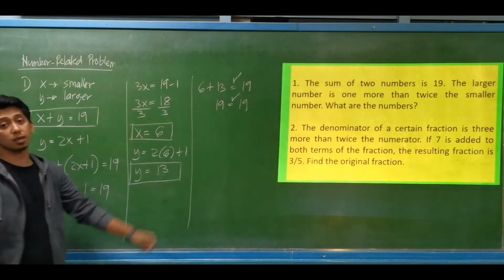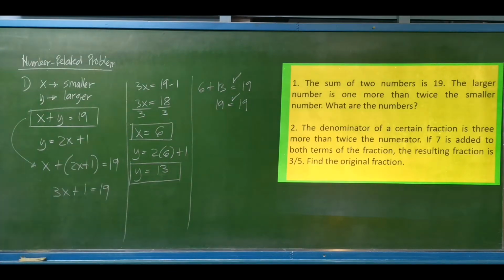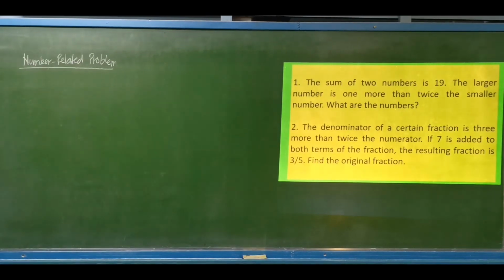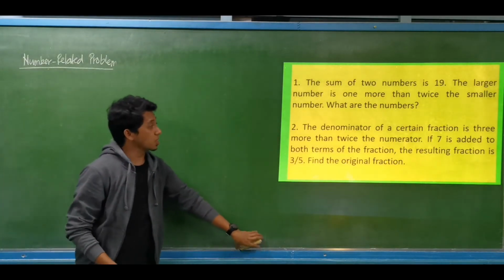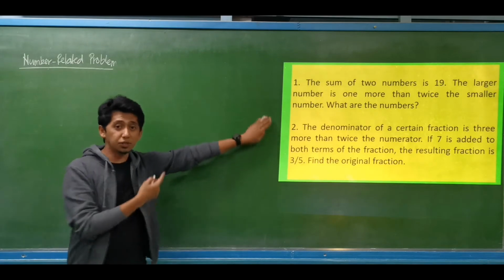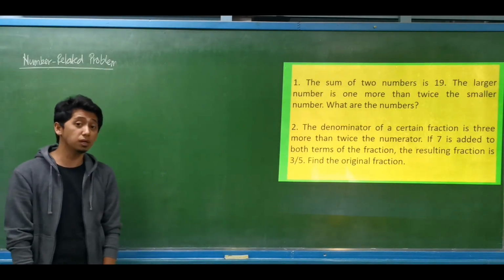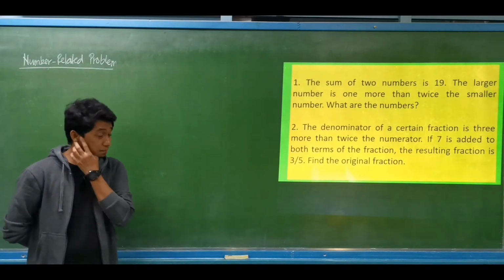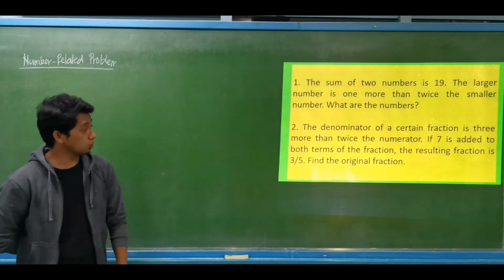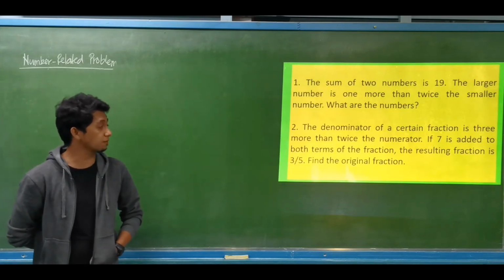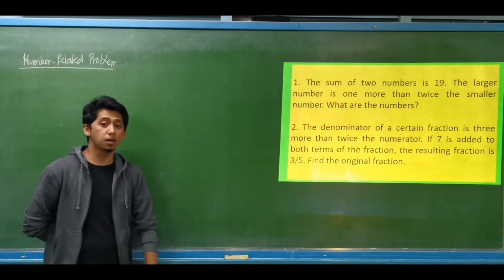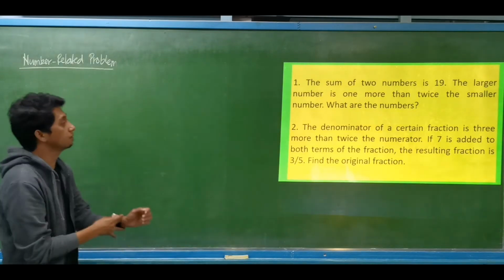That's our first example. Let's have the second example. Number 2. The denominator of a certain fraction is 3 more than twice the numerator. If 7 is added to both terms of the fraction, the resulting fraction is 3 over 5. Find the original fraction.